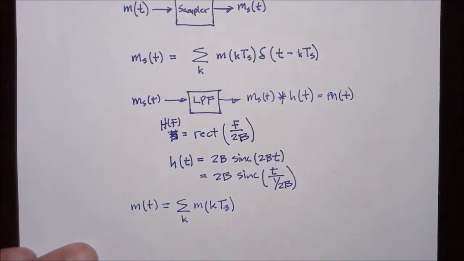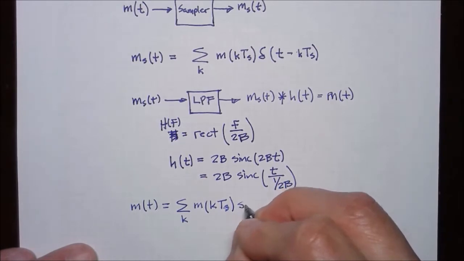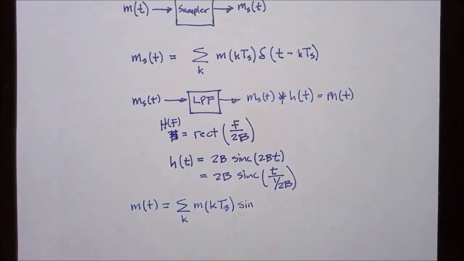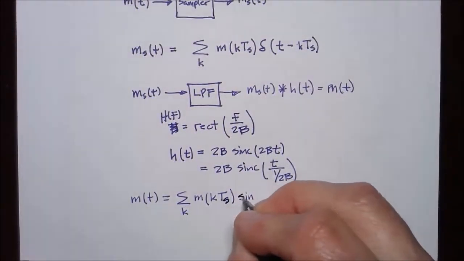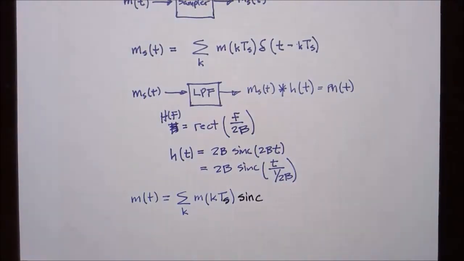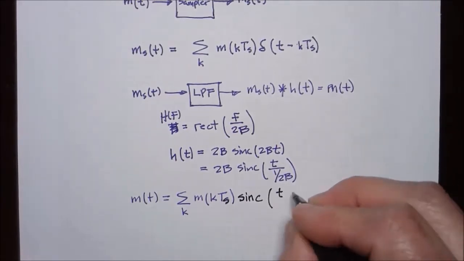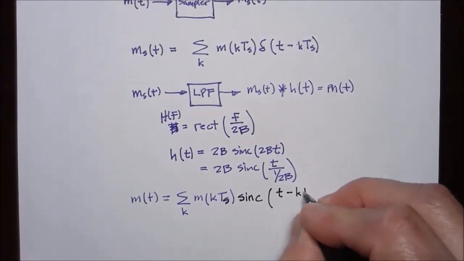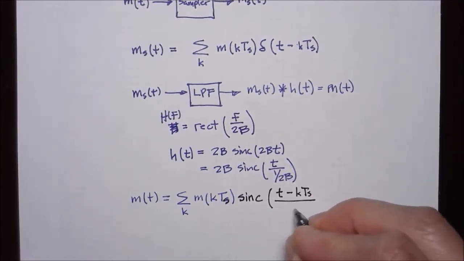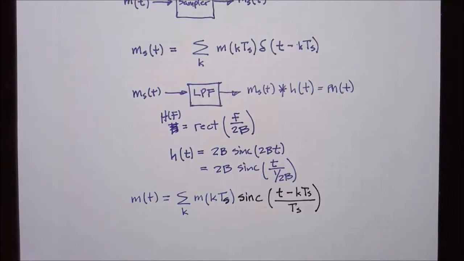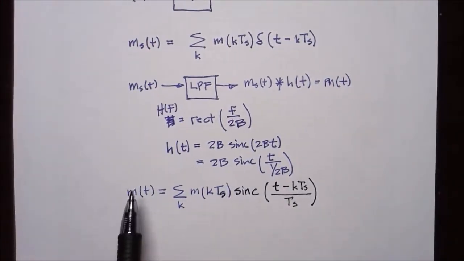And now this is going to be times sinc. You've got to hang on, I'm running out of blue ink to change to black ink in the middle of an equation. Okay, so it is a summation of weighted sinc functions, and carrying out the convolution gives us sinc of t minus k times t sub s divided by t sub s. So our reconstructed message signal is the sum of weighted sinc functions.